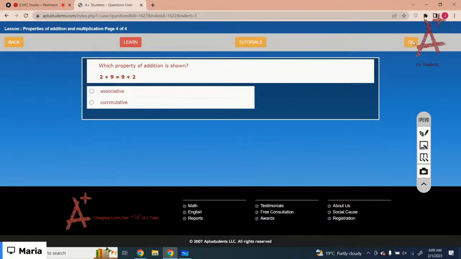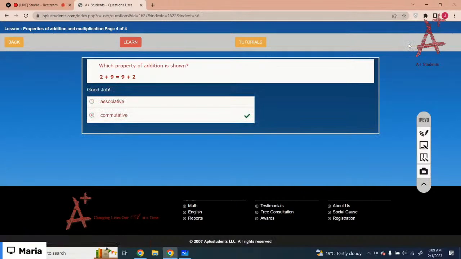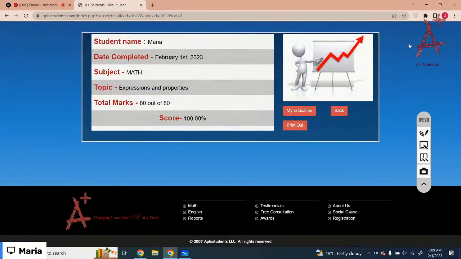Okay, the next one is which property of addition is shown. On both sides, two numbers are involved, so it is the commutative property. For both addition and multiplication, they are the same. If three numbers are involved on both sides, and the numbers are exactly the same, that would be the associative property. If two numbers are involved on both sides, they are the same, that would be the commutative property. Got it?